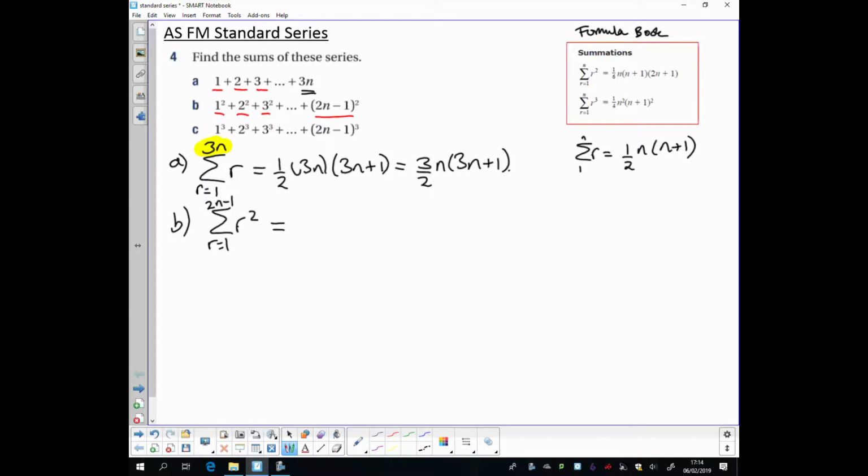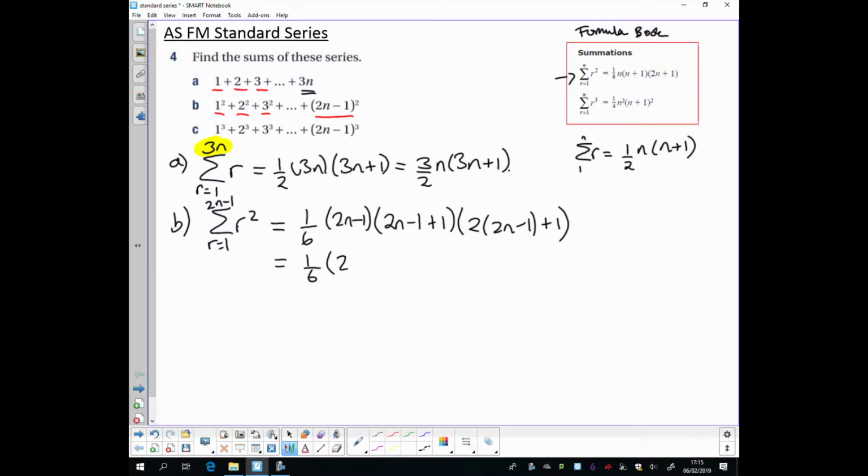Okay, then this one is in the formula book, so the sum from 1 to n of r squared would be a sixth n times n plus 1 times 2n plus 1. Now instead of n, I've got 2n minus 1. So now for n plus 1 I'll have 2n minus 1 plus 1, and then for the last one I want 2 lots of my n, which is 2 times 2n minus 1, plus 1. All I'm going to do is simplify that, so a sixth.